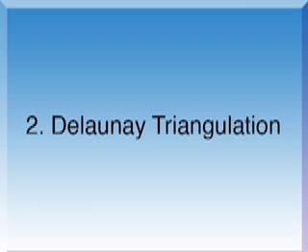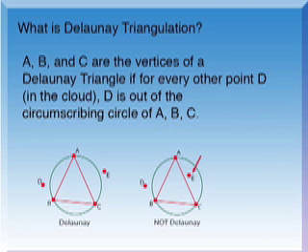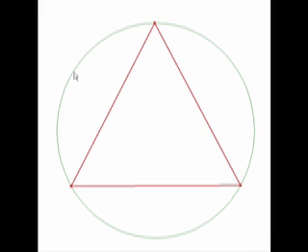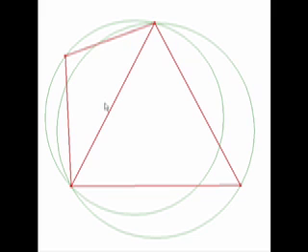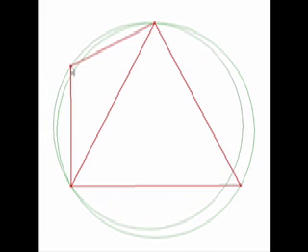The second step in the process involves calculating the Delaunay triangulation. A, B, and C are the vertices of a Delaunay triangle if for every other point D, D is out of the circumscribing circle of A, B, and C. As you can see, the triangle on the right is not Delaunay because E is inside the green circle. Here is a demo of Delaunay triangulation involving a cloud of points. Notice how the triangulation changes as new points are created.